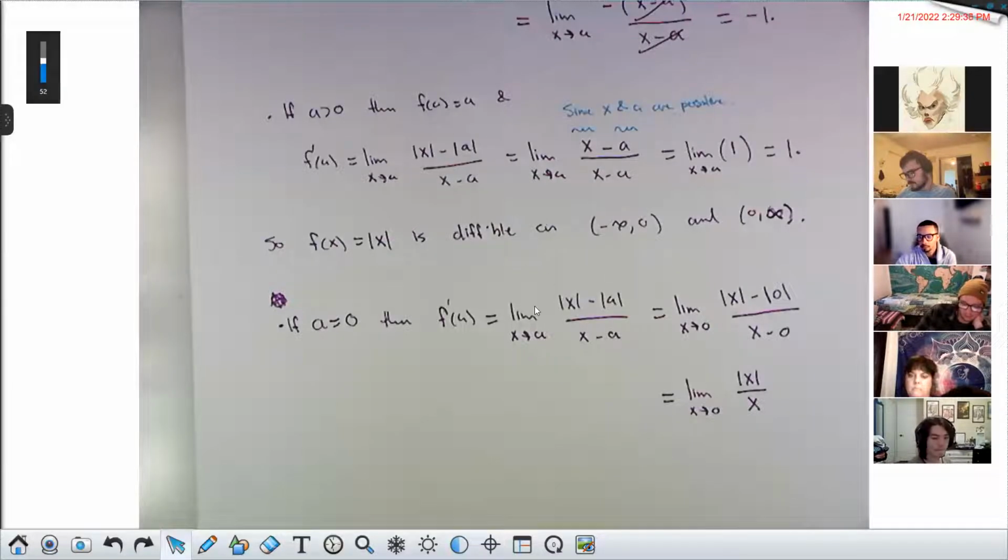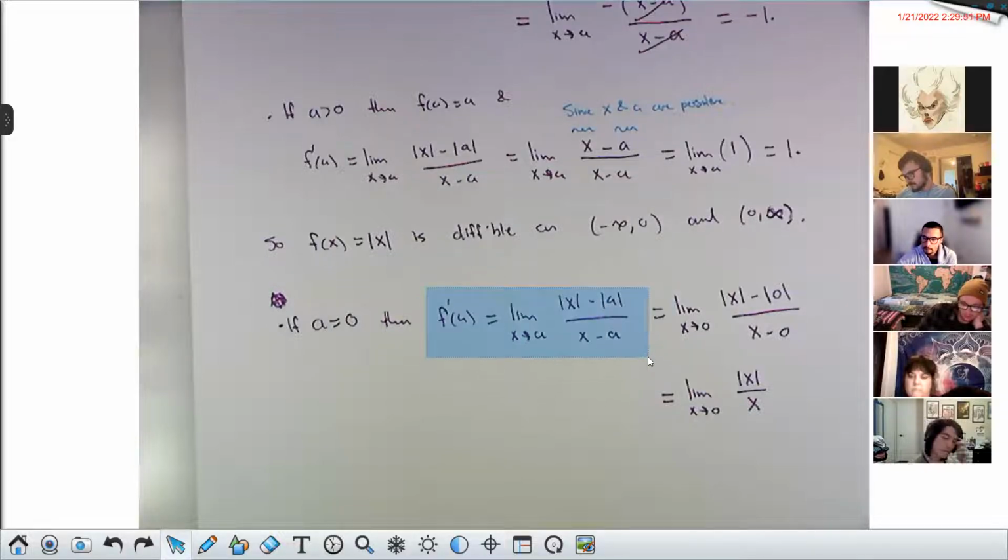Where it says, if a equals 0, then f prime of a, how did you get the limit as x goes to 0? Can you repeat that one? Oh yeah, so I'm just taking that same formula for the derivative of the absolute value function, and then from here to here, I'm just plugging in 0 for a. Okay.